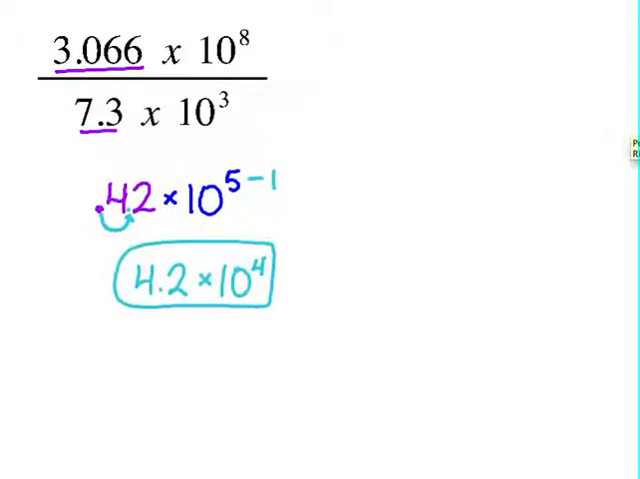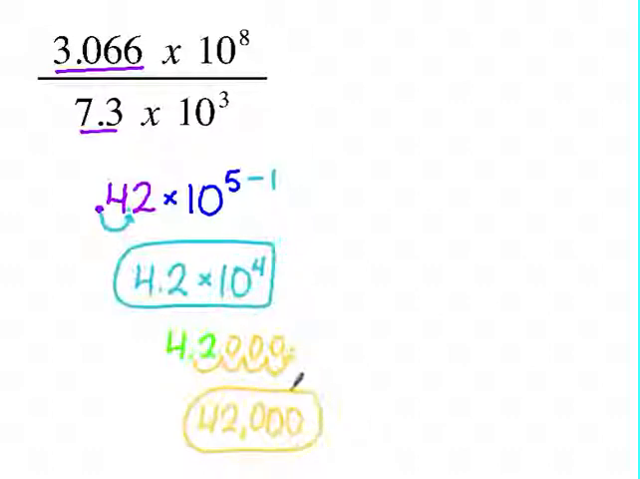Now what I need to do is move my decimal 4 places. Which way? Right. Okay, so my answer in standard form is 42,000. Good job.